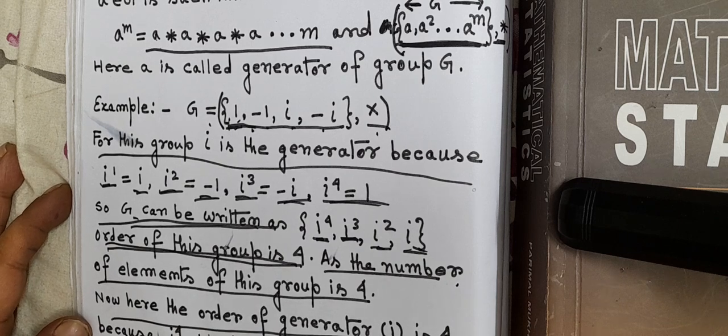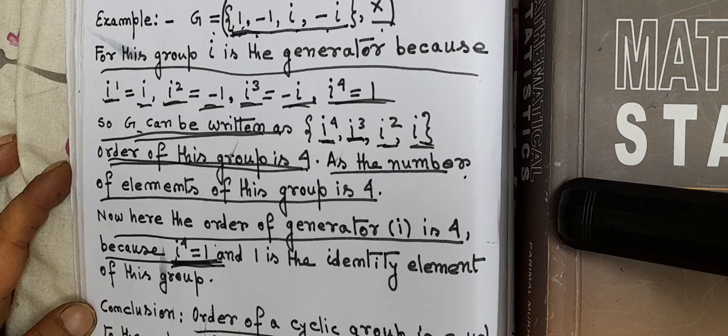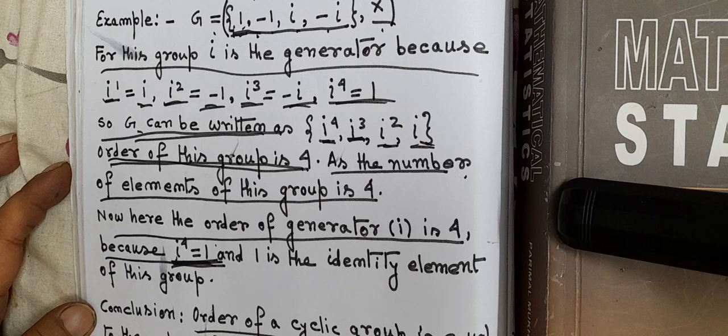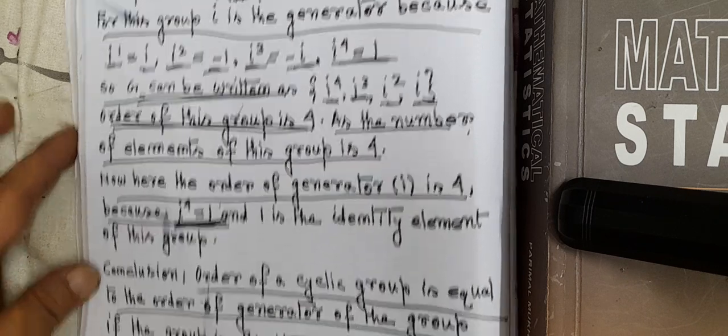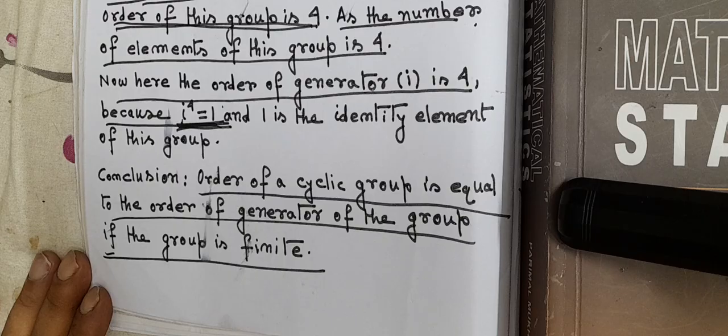I have explained in my previous videos what is order of the group. Now here the order of the generator i is 4. Why is the order of the generator i equal to 4? Because i to the power 4 actually produces the identity element. So the order of the generator, which produces the identity element, is the order of the group as well as the order of the generator, if the group is finite. So this is the conclusion: the order of a cyclic group is equal to the order of the generator of the group if the group is finite.